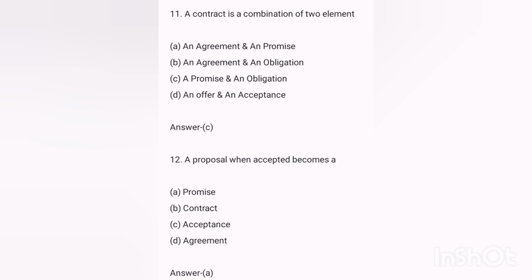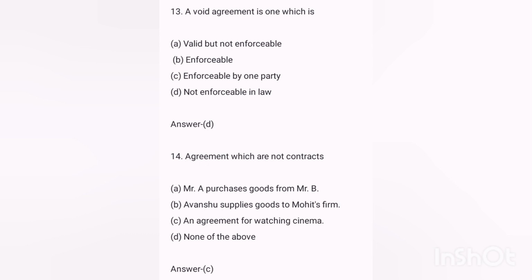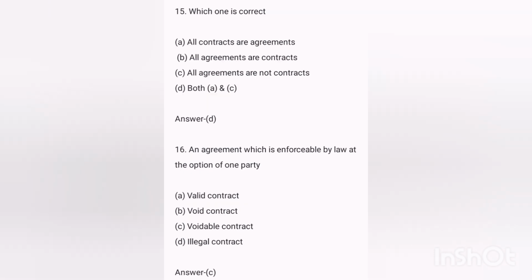Next, a proposal when accepted becomes a promise. Answer was A. Next, a void agreement is one which is. Answer was D, not enforceable by law. Next, agreements which are not contracts. Answer was C, an agreement for watching a cinema. Which one is correct? Answer was D, both A and C.